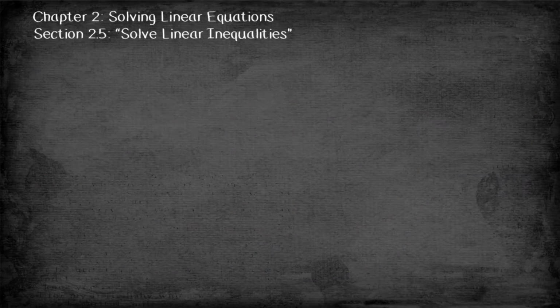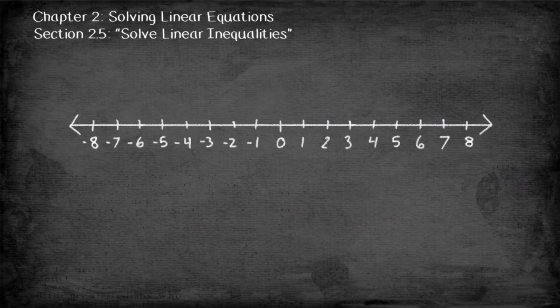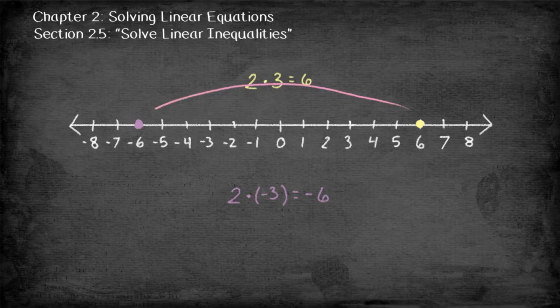So why is it that we have to flip the sign? Well, let's take a look. If you take the number 2 and you multiply it by 3, you're going to end up with 6. And if you take 2 and multiply by negative 3, you're going to end up with negative 6. So the negative sign sends the number to the opposite side of the number line than it was already on.